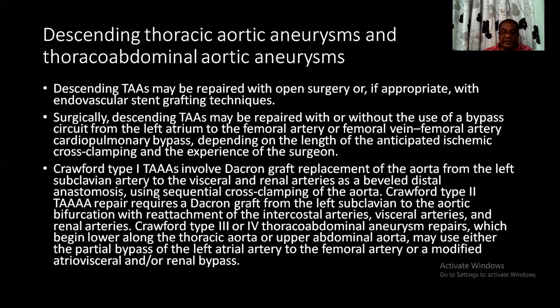Crawford type 3 or 4 thoracoabdominal aneurysm repairs, which begin lower along the thoracic aorta or upper abdominal aorta, may use either partial bypass of the left atrium to femoral artery or modified atrio-visceral or renal bypass.